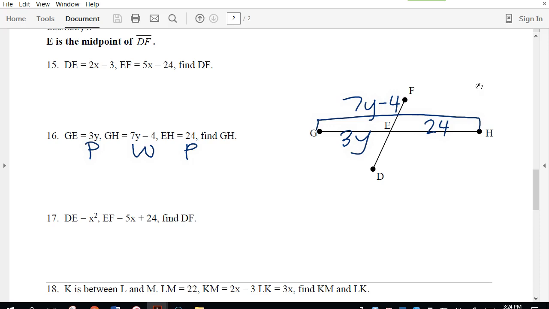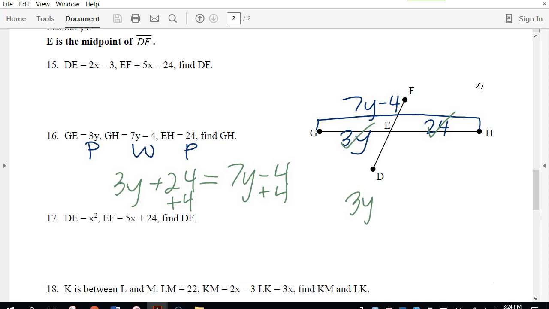So we're going to do part, 3y is a part, plus part, there's our other part, equals the entire segment, 7y minus 4. Part plus part equals whole. I'm reusing this diagram. You have to use it for all 3 problems. Okay, so I can add 4 to both sides.